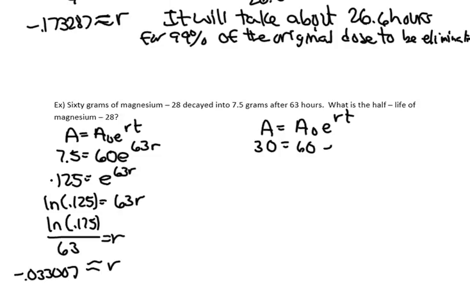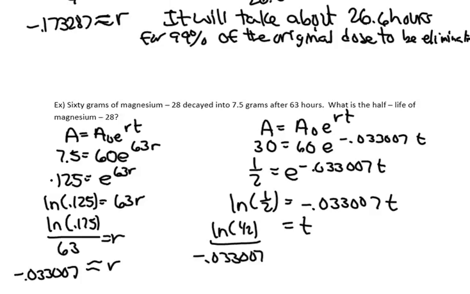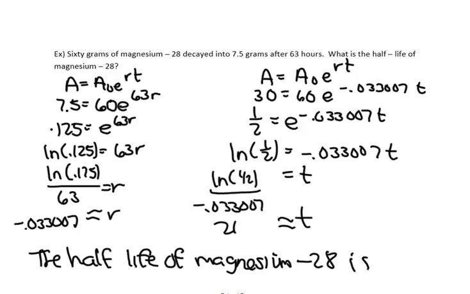That's what's going to be left. I also now know what the rate is. I need to determine the time. So I can divide both sides by 60. 30 over 60 is 1/2. That's exactly what you would expect. We are dealing with half-life. Take the natural log of both sides. Divide by that decimal. And it's awfully close to 21. So the half-life of magnesium 28 is 21 hours.